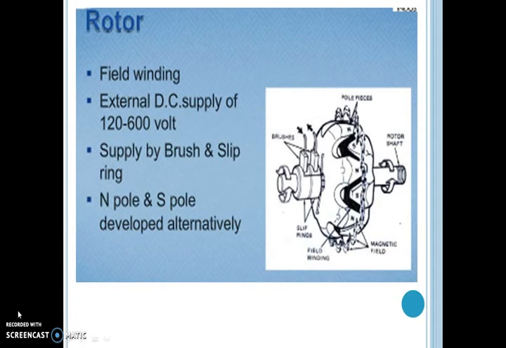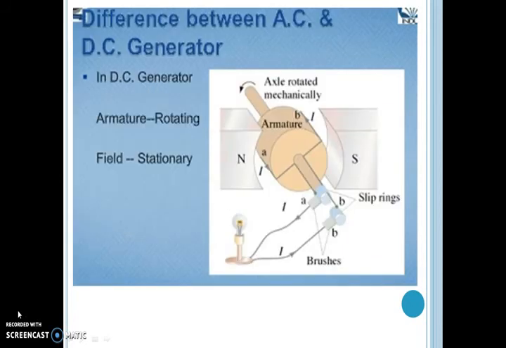And the rotor is the field winding, and for excitation we give an external DC supply of 120 to 600 volt, and supply is through brush and slip ring. The north pole and south pole are developed alternately, generating sufficient electricity.